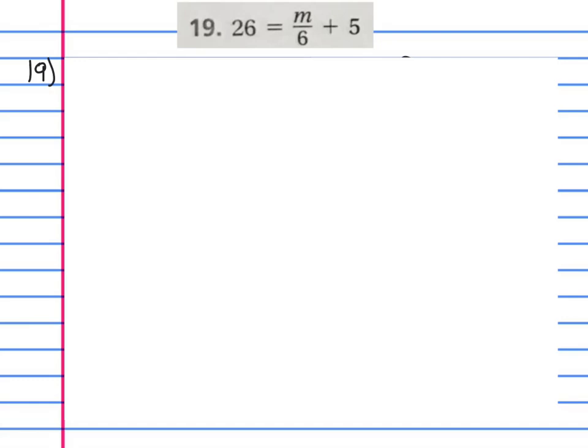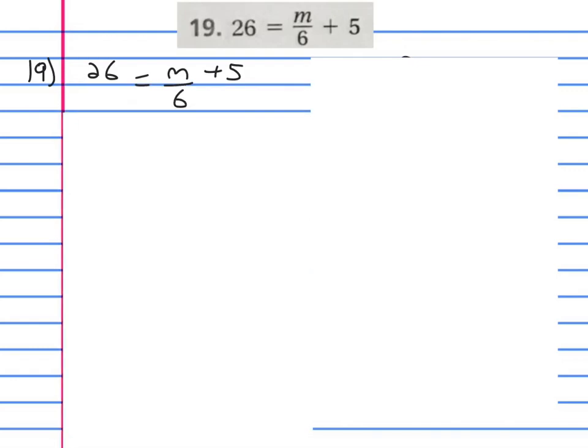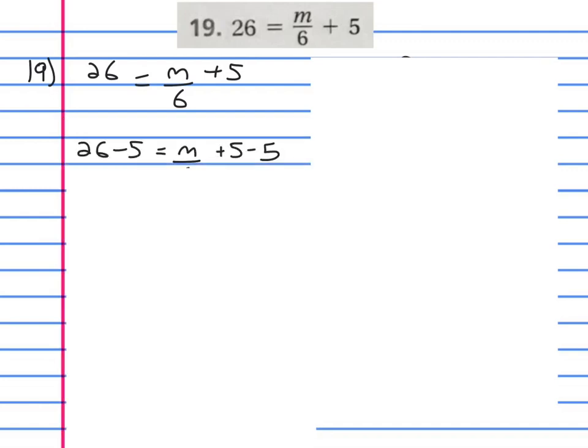Okay, here we go, number 19. We are going to write the original equation unchanged. Okay, 26 equals m divided by 6 plus 5. We have to undo the plus 5 with a minus 5, so we write everything that was on the left-hand side, 26, and then minus 5.